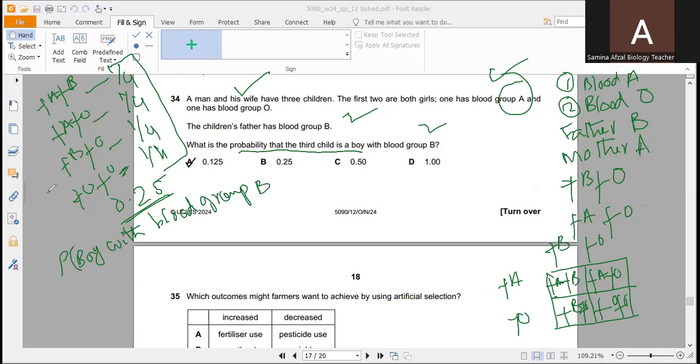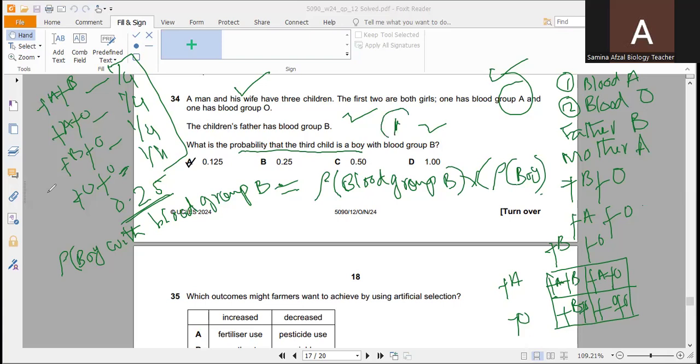Y with blood group B is equal to probability of blood group B. I hope you are understanding this. So we have to find out two possibilities. One, the boy should have the possibility with blood group B, and the second possibility, the child should be a boy.